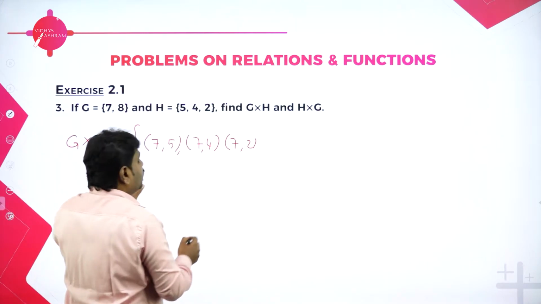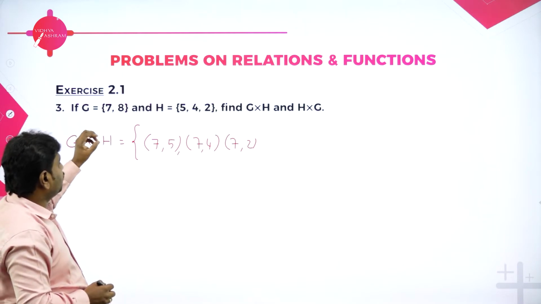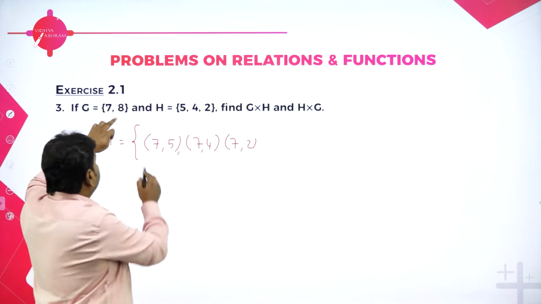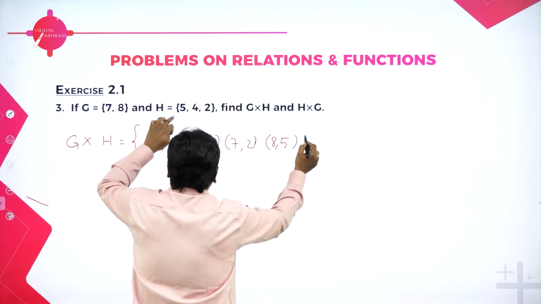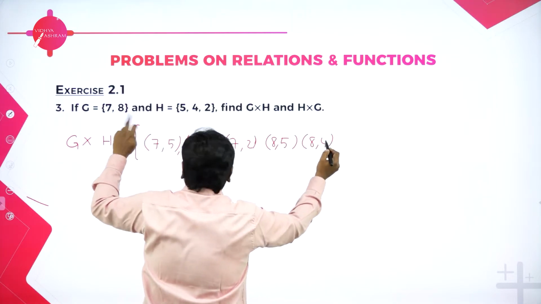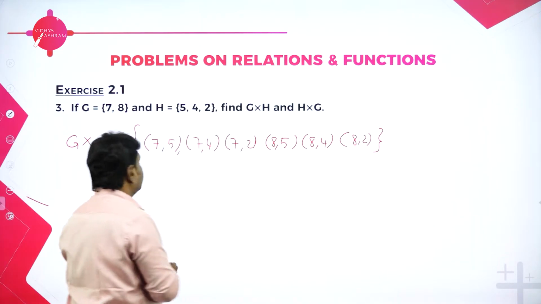Then the first element you should always take from G, because G is the first set. And the second element you take from H. Now club 8 with 5, then 8 with 4, then 8 with 2. So now we have the set G cross H.